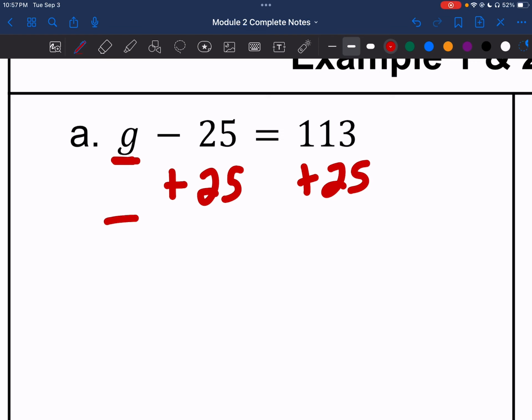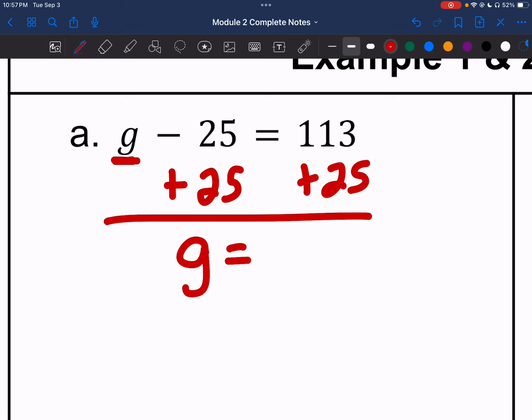to cancel it out. And when I do, we have G is equal to 113 plus 25 is 138, right? So by adding 25, we went to that additive inverse again, properties from module 1 that we are going to be using all year long. We added 25 because it's the additive inverse, which means they add up to 0, they cancel out. So we've done the same thing on both sides, and we now know that G is equal to 138.